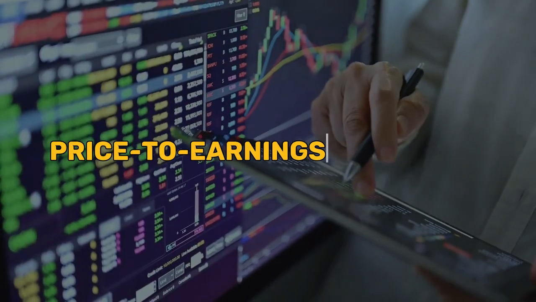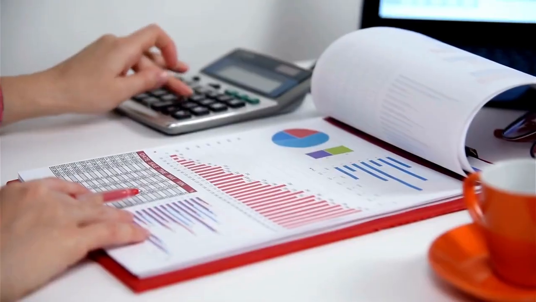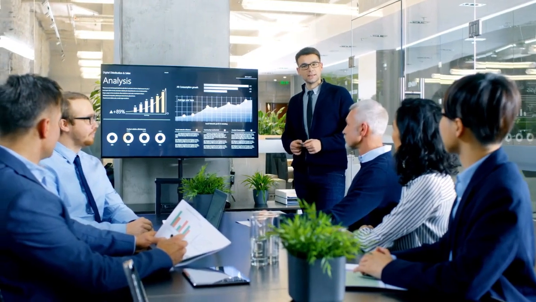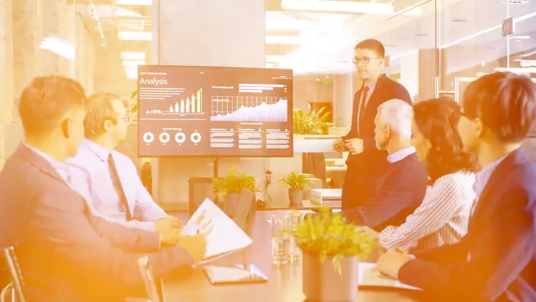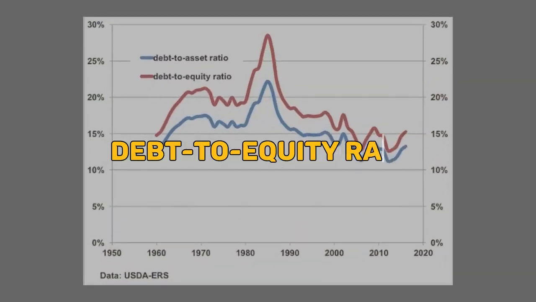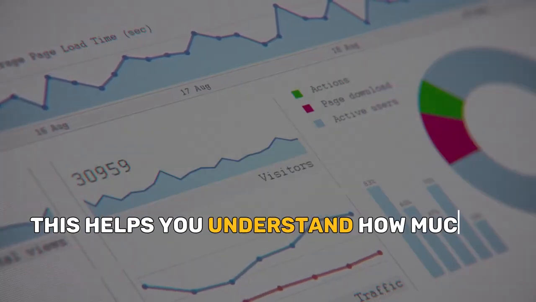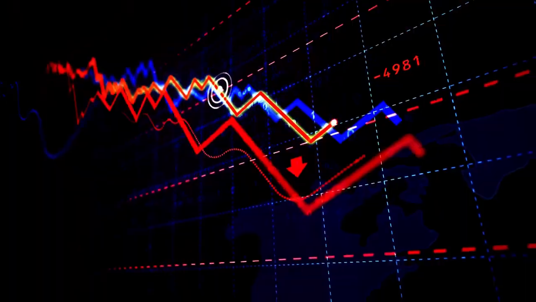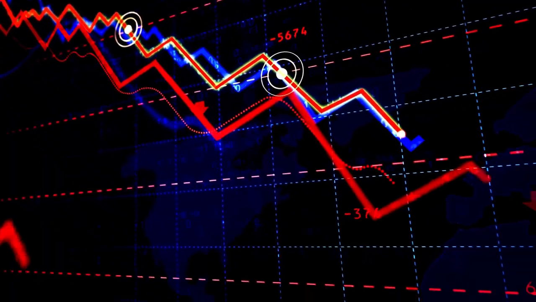Price to earnings ratio, PE. This ratio is used to determine if a company is over or undervalued. A high PE ratio could mean that the company is overvalued, or it could indicate that the market expects high growth. Debt to equity ratio. This helps you understand how much of the company's operations are financed through debt versus equity. A lower ratio is generally seen as less risky.